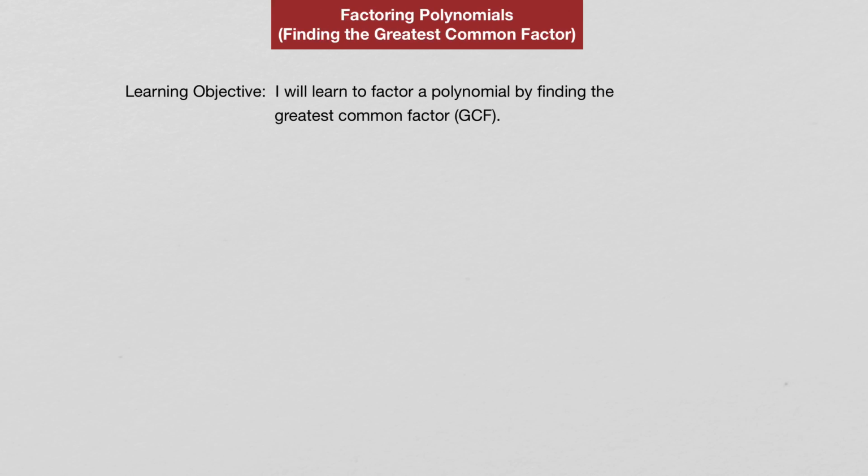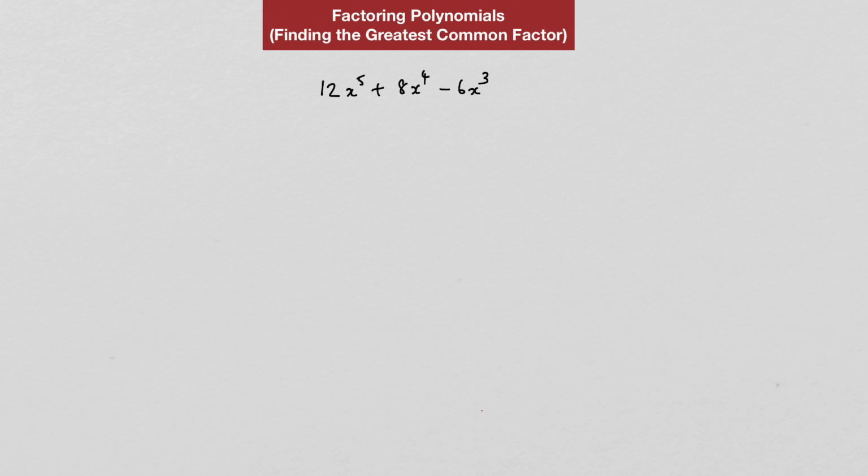Okay, class, in this lesson, you're going to learn to factor a polynomial by finding the greatest common factor, or GCF. So let's go ahead and get started with the first example. Here we have the following polynomial: 12x to the fifth plus 8x to the fourth minus 6x cubed.